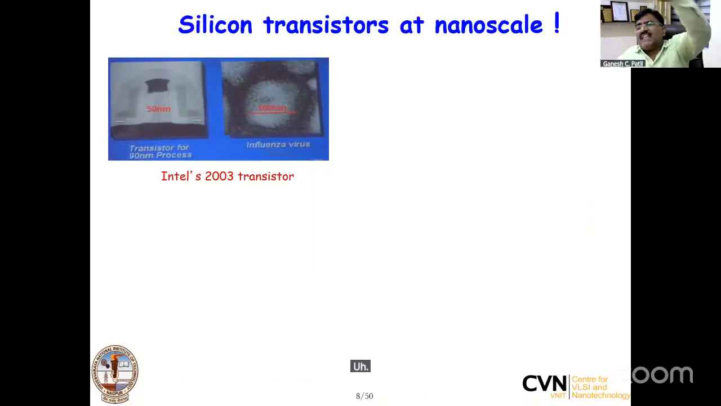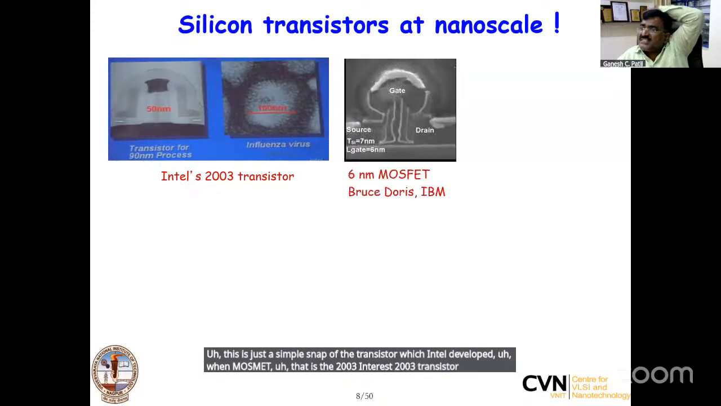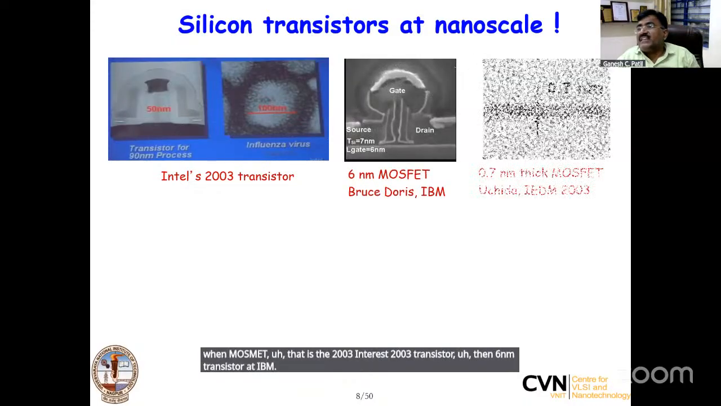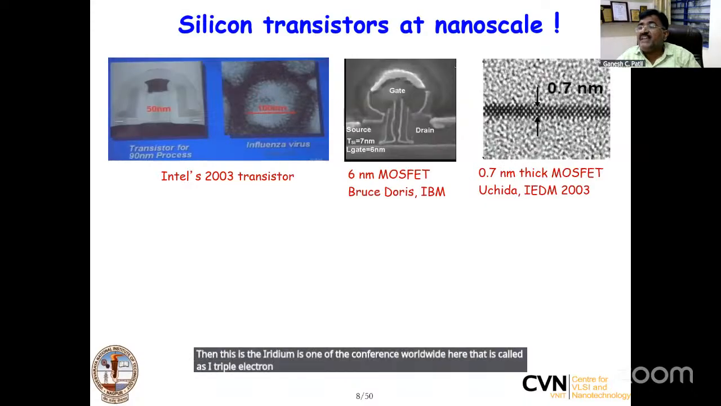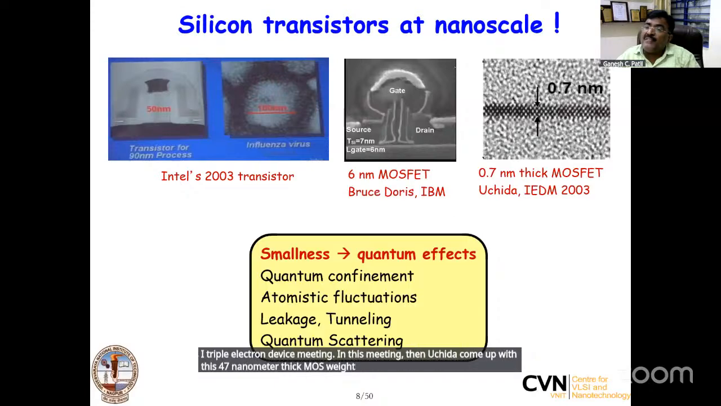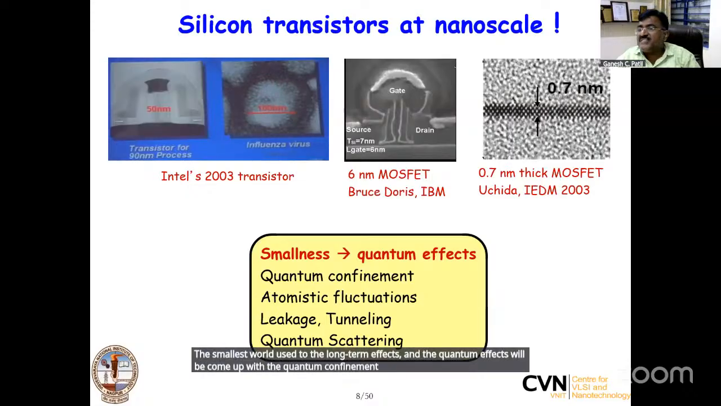This is just a simple snap of the transistor which Intel developed, the 2003 Intel MOSFET, then the 6 nanometer transistor at IBM. The IEDM, the IEEE Electron Device Meeting, is one of the conferences held worldwide. In that meeting, Uchida came up with this 0.7 nanometer thick MOSFET. Now the smallness will lead to quantum effects: quantum confinement, atomistic fluctuations, leakage, tunneling, quantum scattering. These are the phenomena we'll have to study to come up with the new device architectures.